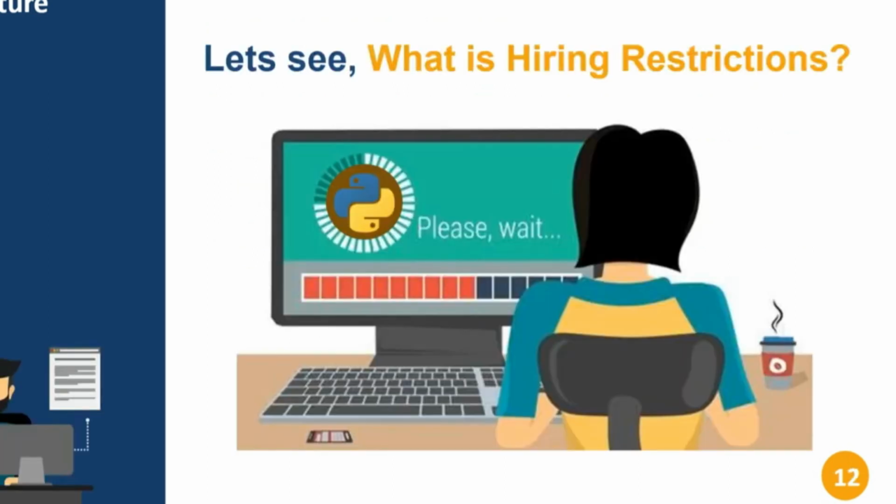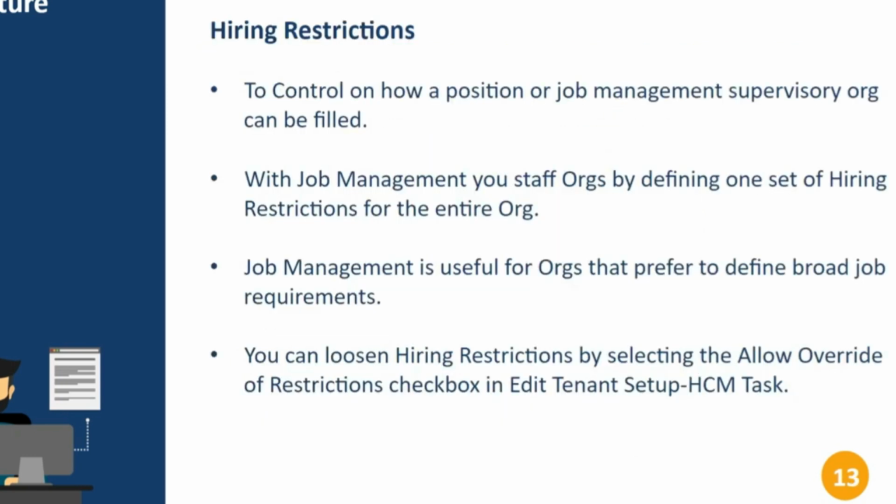Let's see, what are hiring restrictions? Hiring restrictions control how a position or job management supervisory org can be filled. With job management you staff orgs by defining one set of hiring restrictions for the entire org. Job management is useful for orgs that prefer to define broad job requirements. You can loosen hiring restrictions by selecting the Allow Override of Restrictions checkbox in the Edit Tenant Setup HCM task.